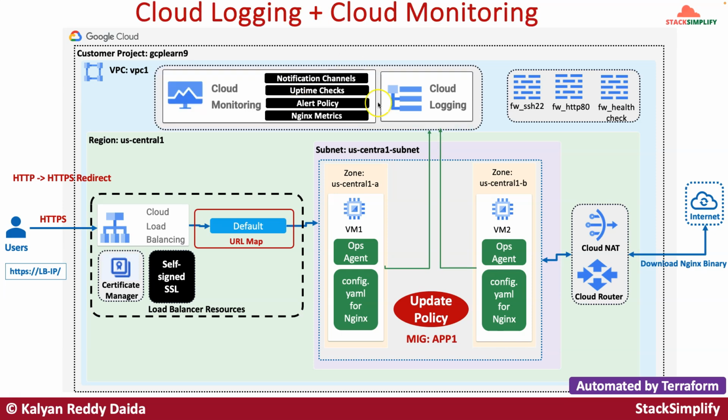Once that is done, we'll also implement Cloud Monitoring. As part of that, we are going to create notification channels, uptime checks, alert policies, and also send our application related Nginx metrics to Cloud Monitoring. When we configure all these things, if something happens to our application, like it is down, it will immediately send us an email notification using the alert policy. All those things we will configure as part of this Cloud Monitoring demo.